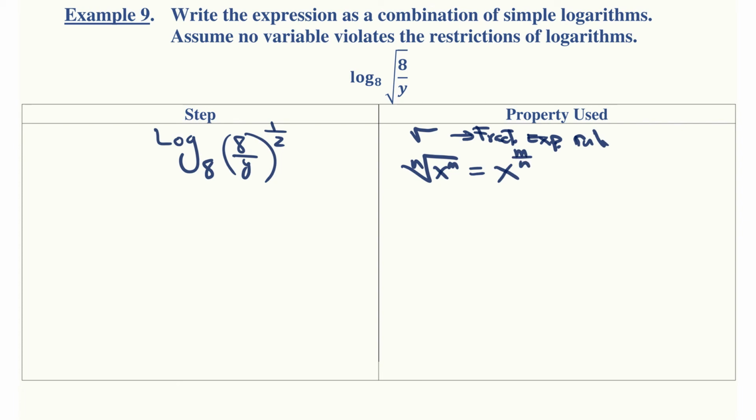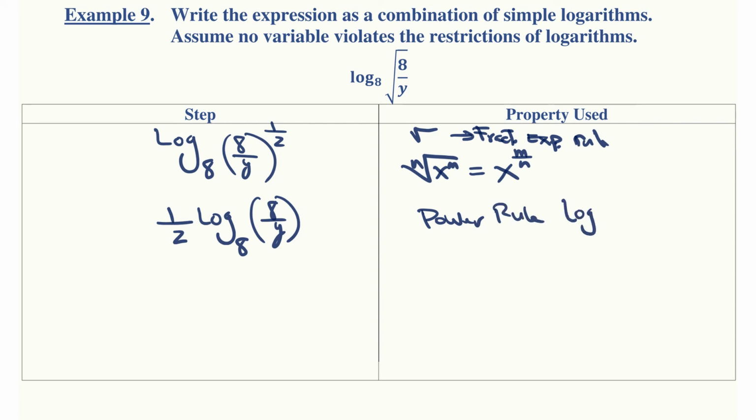And now we're going to go ahead and apply the power rule for logarithms, and this will give us 1/2 log base 8 of 8 over y. So the property used is the power rule, which of course says log base b of x to the n equals n times log base b of x.